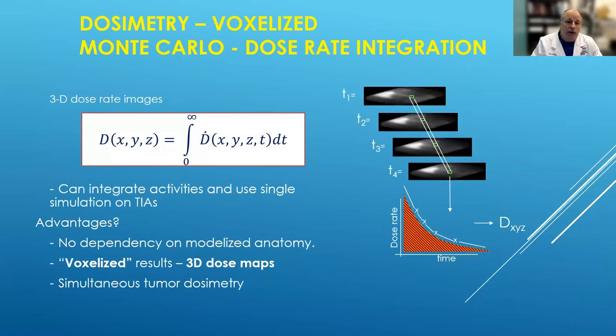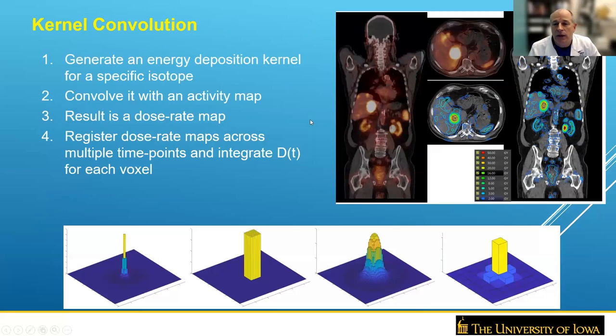The other method is voxelized, where you do your direct Monte Carlo yourself on the patient images. So it's very similar. You take the patient images, you register, you do your segmentation, define your regions of interest, but you run the Monte Carlo on the different images. And instead of collecting activity, you collect energy. You divide by the mass of the area. That gives you the dose rate as a function of time. And when you integrate under the curve, that gives you dose directly. The advantages are you don't depend on the modelized anatomy, and you get voxelized results. You get nice looking maps.